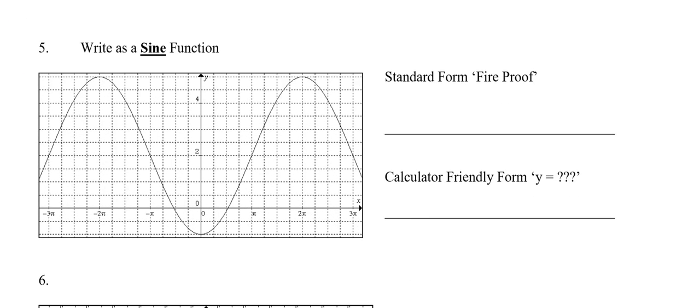Sine wave. What's the center line? It's 3, 1. It looks like we max out at 5 and we bottom out at negative 2. What's the center line?